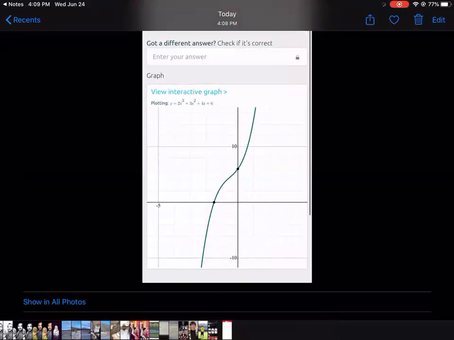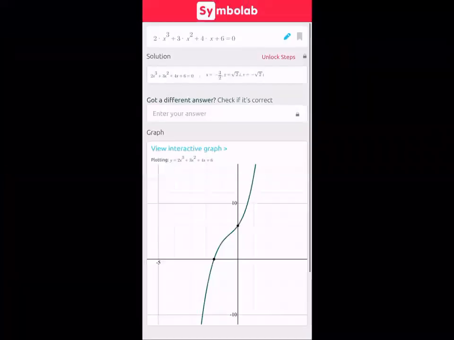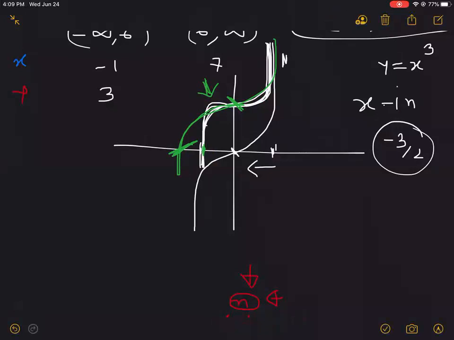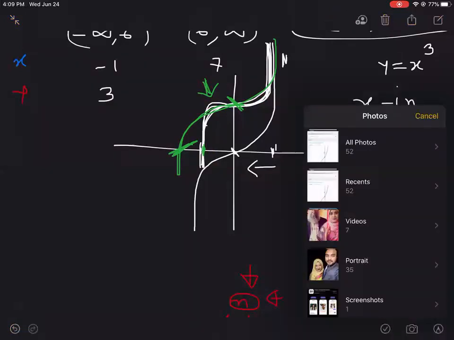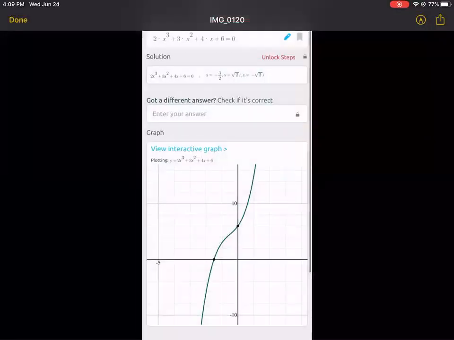Here you go. As you can see, the graph looks like this. Okay, sorry, I've used my mobile. I have an app called Symbolab. That's very easy to use, and it gives you the graph, the intercepts, and all that. And as you can see, let me use this picture real quick. So from the photo library, I'm going to use this. And now I can edit this.